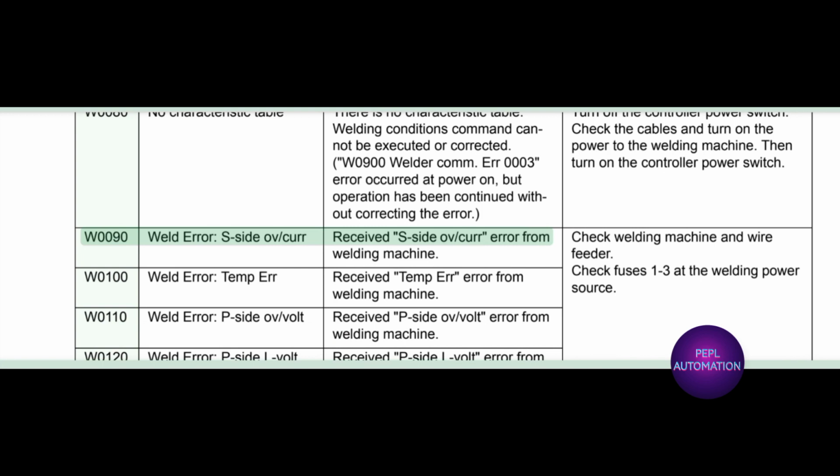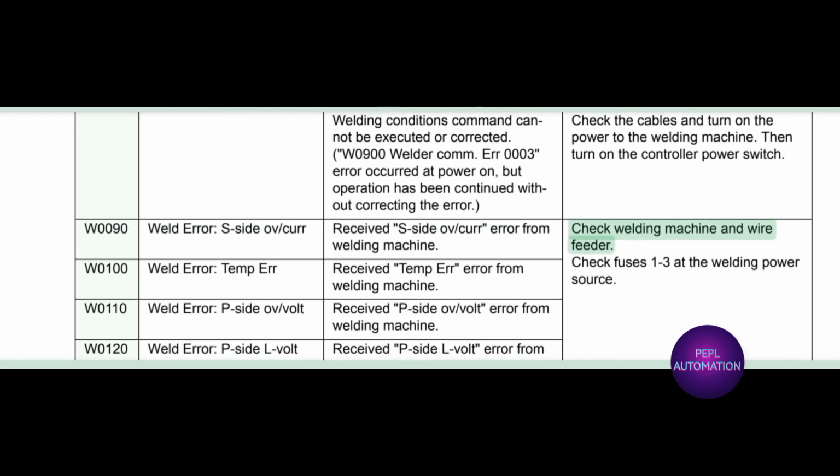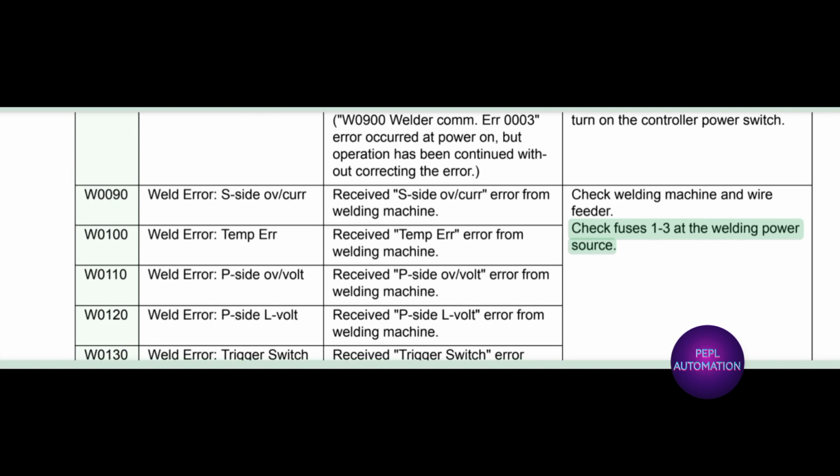W0090 weld error, S side OV, cur received. S side OV, cur, error from welding machine. Check welding machine and wire feeder. Check fuses 1 to 3 at the welding power source.